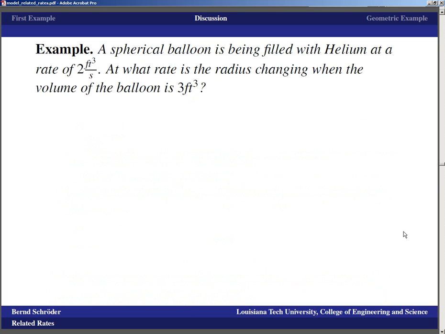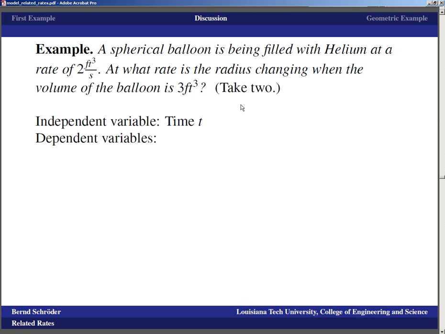Okay, so let's take a look at the example we had one more time in terms of this framework that we have now. So we've got this balloon that is filled with helium at a rate of 2 cubic feet per second. At what rate is the radius changing when the volume is 3 cubic feet?